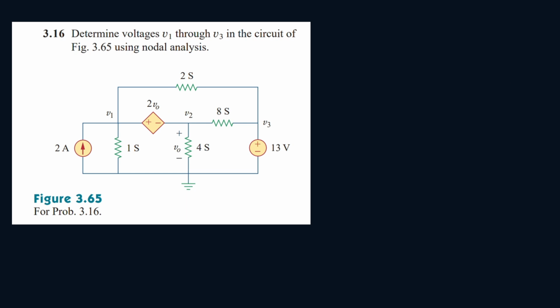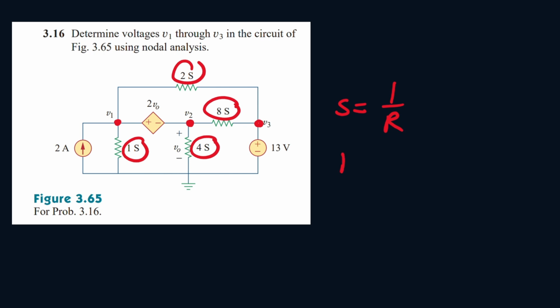Alright, so we have the following circuit. We have to find V1, V2, and V3. So let's write down the directions of current. But first, let's focus on these resistors. These are Siemens. The Siemens is equal to 1 over a resistor. So to find the resistor, it's equal to 1 over the Siemens. So this one, it'll be 1 over 8. This one, 1 over 2. This one, 1 over 4. This one is just 1 ohm.